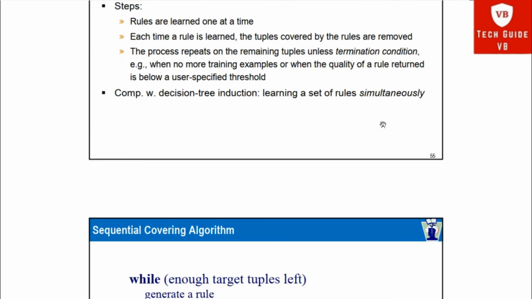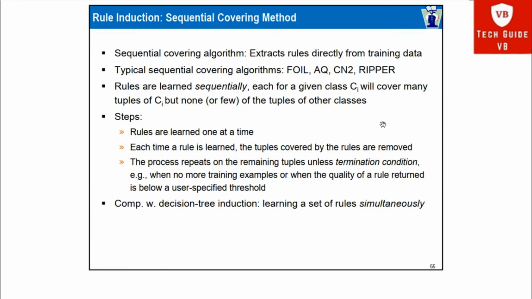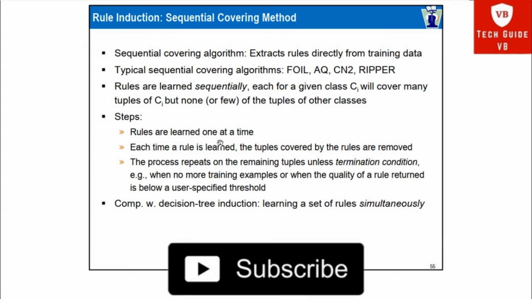Simple it is. Then next is rule induction, that is, sequential covering methods. Sequential covering methods extract rules directly from training data, and typical sequential covering algorithms are FOIL, AQ, CN2, and RIPPER. Rules are learned sequentially. Each rule for a given class Ci will cover many tuples of Ci but none or few of the tuples of other classes. The steps for rule induction are: rules are learned one at a time.